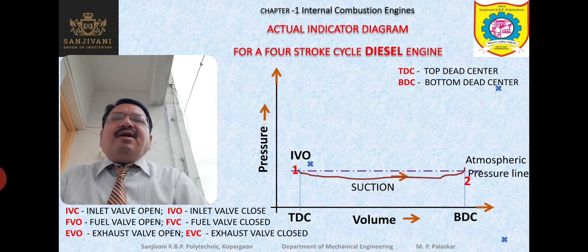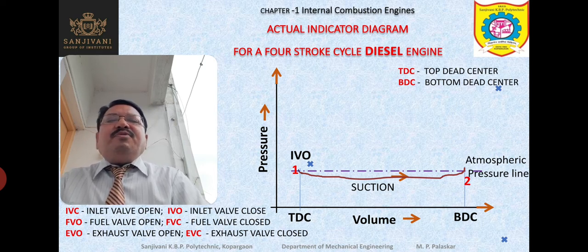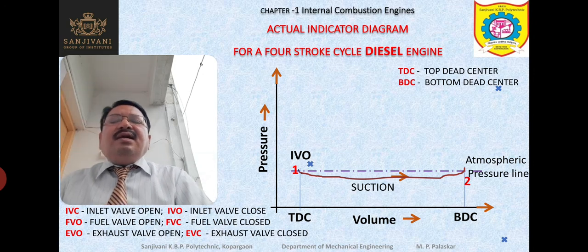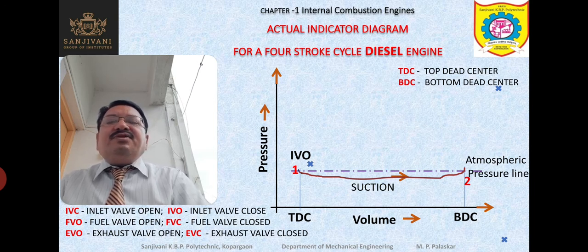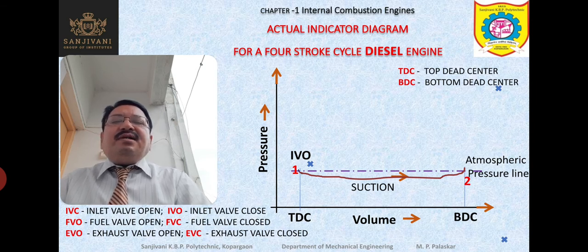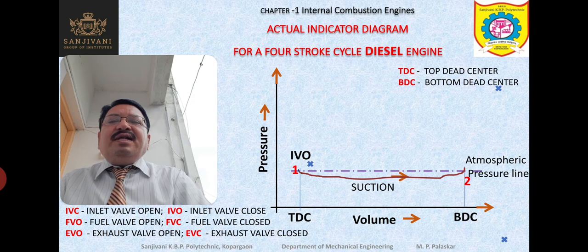In a practical or actual indicator diagram, this line is not overlapping with the atmospheric pressure line. It is below the atmospheric pressure line. The reason is that the pressure inside the engine cylinder must be below atmospheric pressure, then only will the air from the atmosphere, or the fresh charge, enter inside the engine cylinder. Moreover, some resistance is also offered by the inlet valve to the flow of the air inside the engine cylinder. Therefore, the pressure inside the cylinder should be sufficiently less than the atmospheric pressure. Then only will the air from the atmosphere enter inside the engine cylinder. At point 1, if you observe minutely, the difference is almost 0.